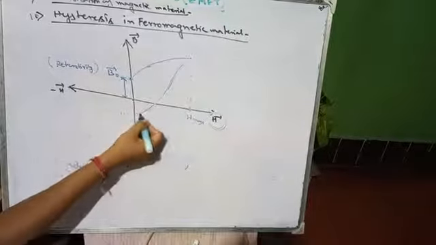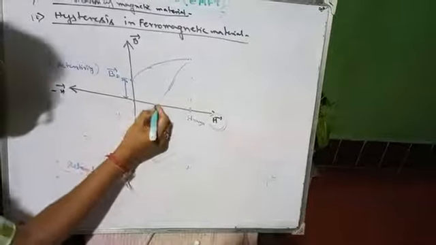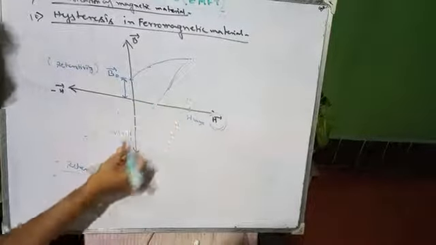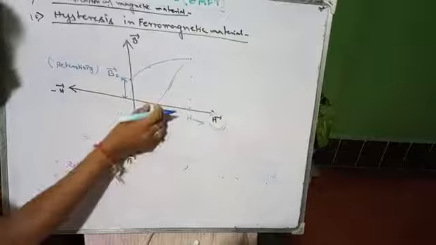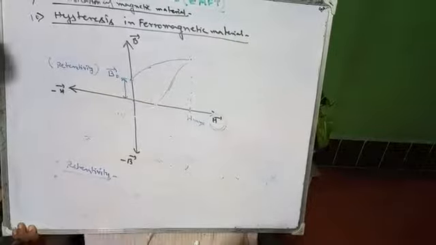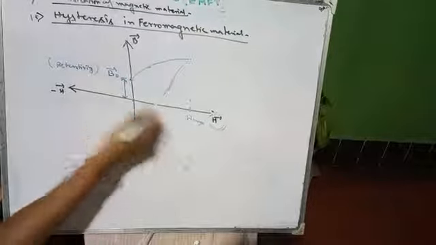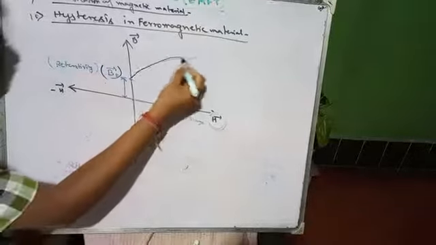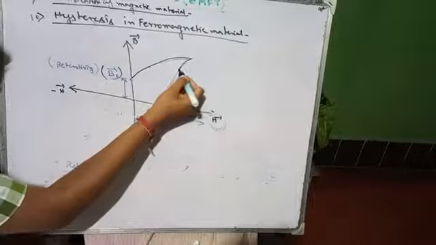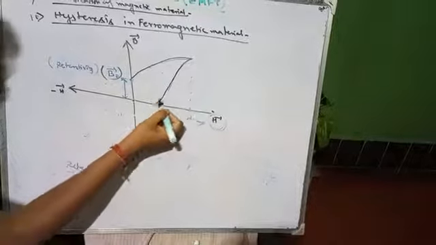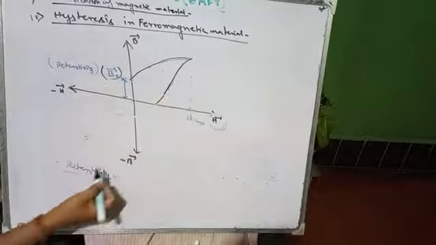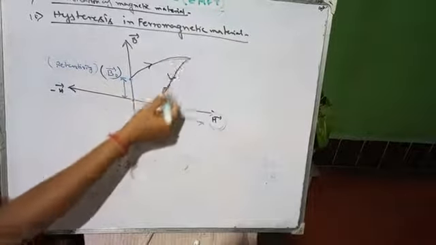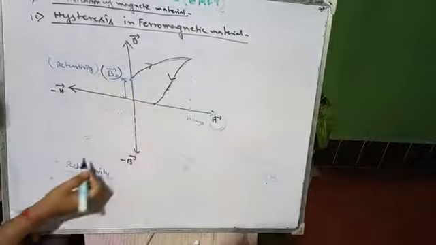And see, when B equals 0, H never gets a 0 value. That means when H equals 0, B is not equal to 0. After reaching the maximum point, if we apply a negative force, gradually increasing, it will come through another path, and it will reach a point.